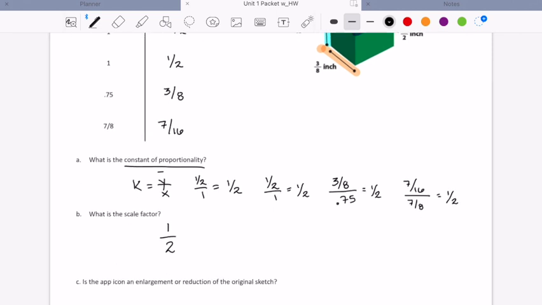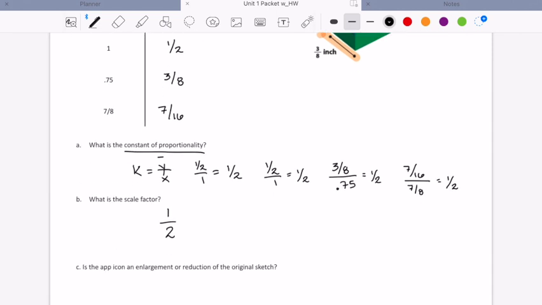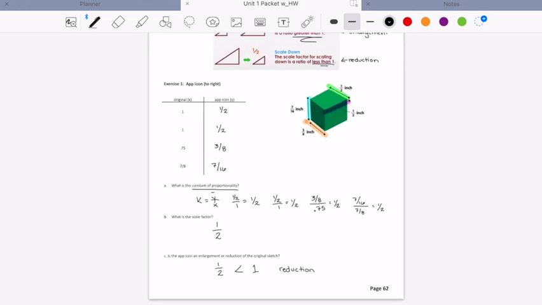Is the app an enlargement or a reduction? Well, I'm going to take 1/2 and compare it to the number 1. 1/2 is less than 1, so this means that it got smaller. It is a reduction. Okay, let's try another example.